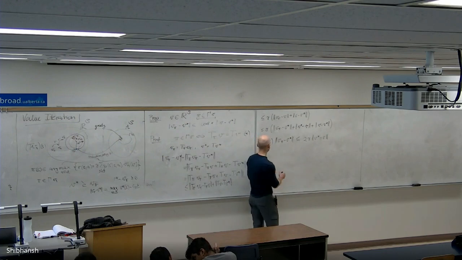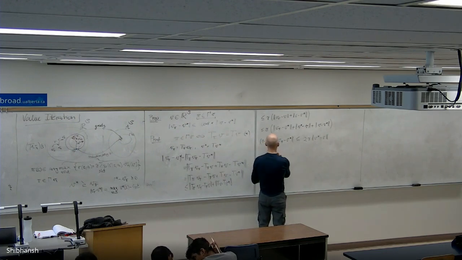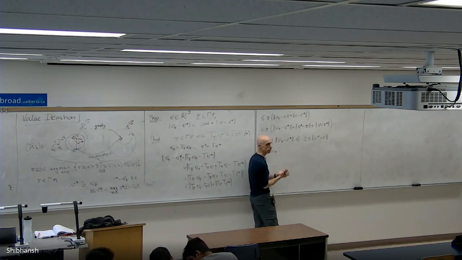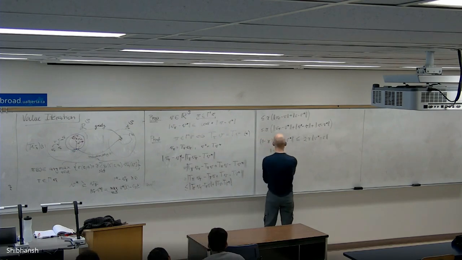Okay, and so now I can just divide by 1 minus gamma, because lucky for us, we are assuming that gamma is smaller than 1. That's a positive quantity, 1 minus gamma. Therefore, if you divide both sides by this positive quantity, the inequality is going to stay correct.